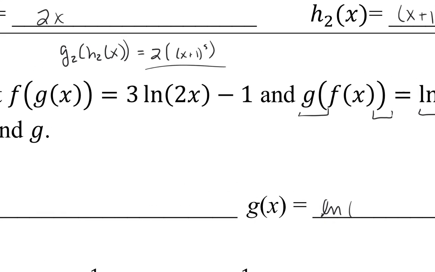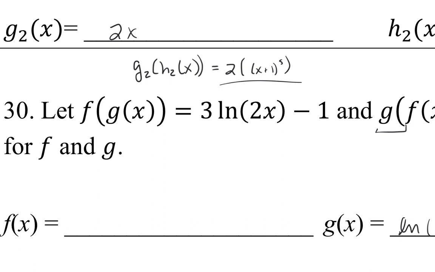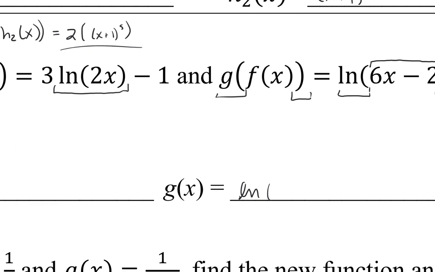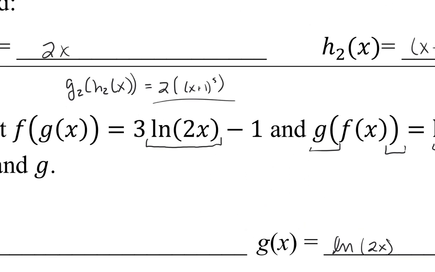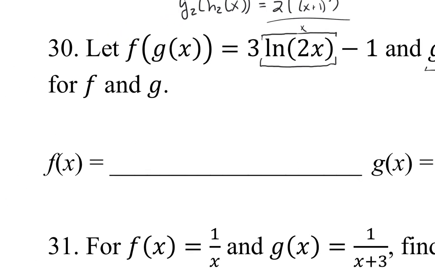Now looking back over, we have f of g of x. We have g of x being inputted into f of x. Notice that natural log pops up again. I'm going to say, let's just use natural log of 2x as g of x. That would work, right? For that to be the case, this whole thing is taking the place of x in f, which would mean that f of x would be 3x minus 1.